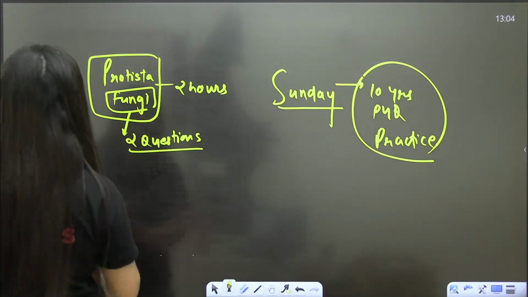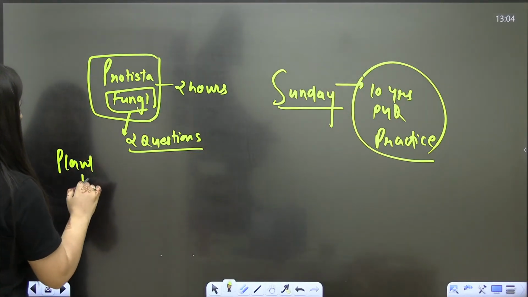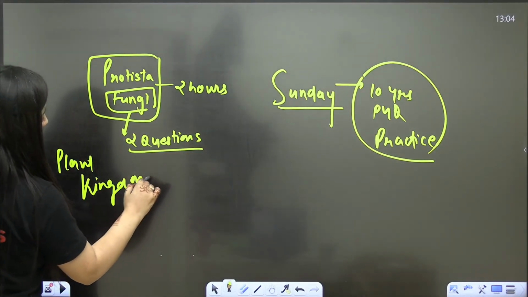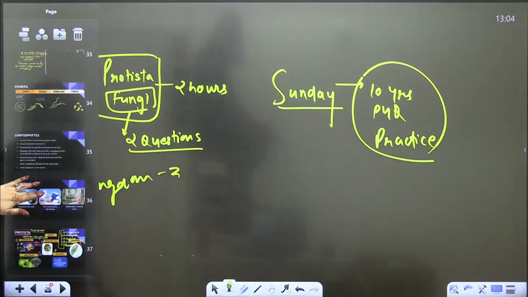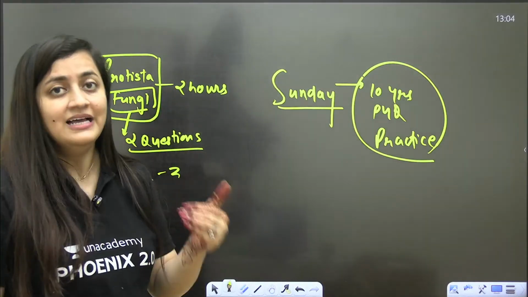From the next week, let's start the plant kingdom and we'll finish that in 3 parts. Then the animal kingdom will be there, and that's how we are going to finish the diversity part. So I'll keep one lecture where we'll finish the living world.